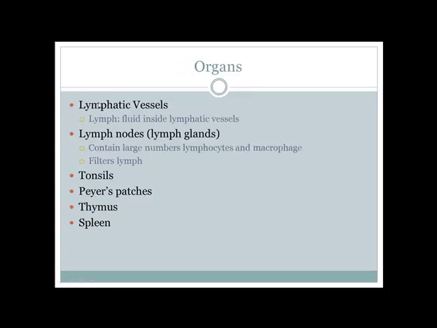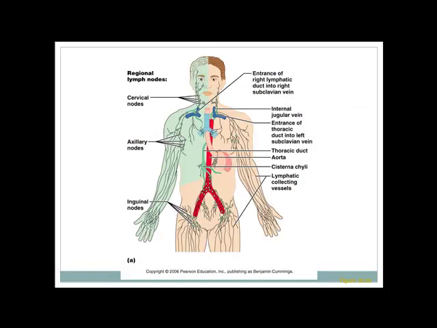So our lymphatic vessels are going to have lymph fluid within them. They're going to contain large numbers of lymphocytes and macrophages, and they're going to filter lymph. So let's go to this next slide here. Let's say that you have a bruise and you hurt your wrist and it's inflamed. So you have extra fluid in here. So we soak up all the extra fluid and we bring it to the lymph nodes.